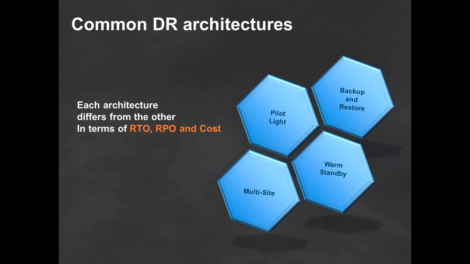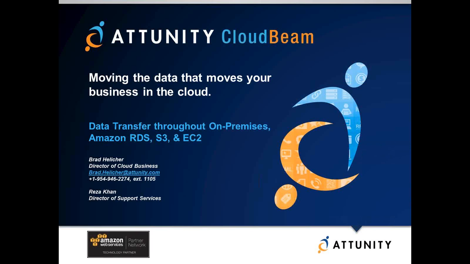So backup and restore will be the cheapest, but it'll have the largest RTO. Pilot light will be the next cheapest, and then warm standby comes next, and multi-site is going to be the most expensive, but still much cheaper than probably what you are doing today. Attunity is our partner who have a lot of products and services that cater to our customers who want to move their DR site to AWS. Let's take a look at what Attunity has to offer and how you can leverage Attunity products to bring your DR site to AWS. I'd like to invite Brad to continue from here.